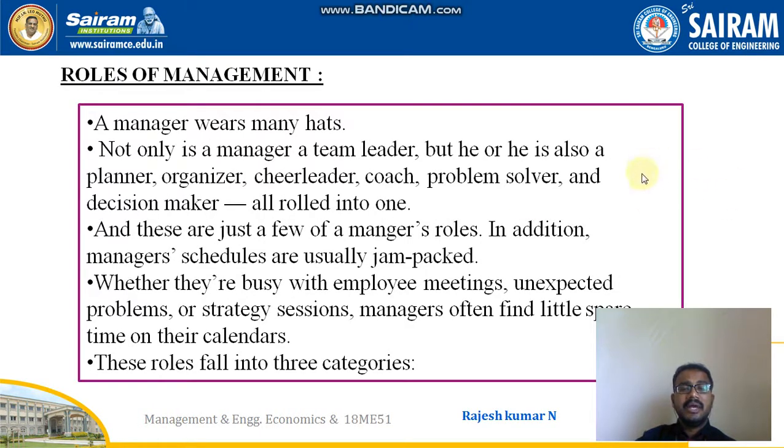Then again, we just discussed briefly the roles of management, which was widely discussed in video 5. But still, if we speak about these three approaches, like early, modern, and quantitative approach, it is very important to know more about the role of management.